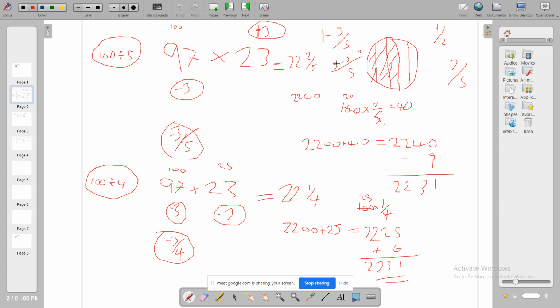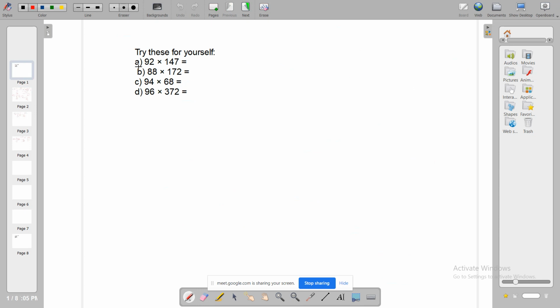No, this is the first one. This is the first one. What? This one. Are you talking about this? Yes. You want to write them down and solve it? Okay, so try this yourself. Write them down. Then try it yourself, okay?